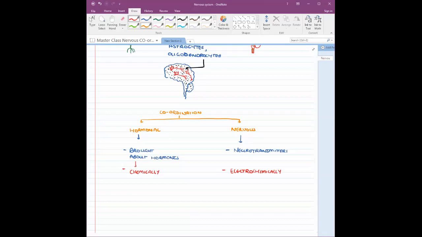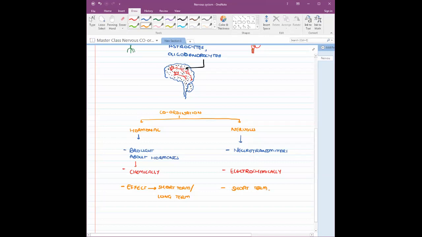Next thing, guys, when we talk about hormonal coordination, the effect can be short term, meaning it can be for a little while, or it can be long term. And if we talk about nervous coordination, always remember, the effect is always going to be short term only. Why? Let's try to understand this thing.